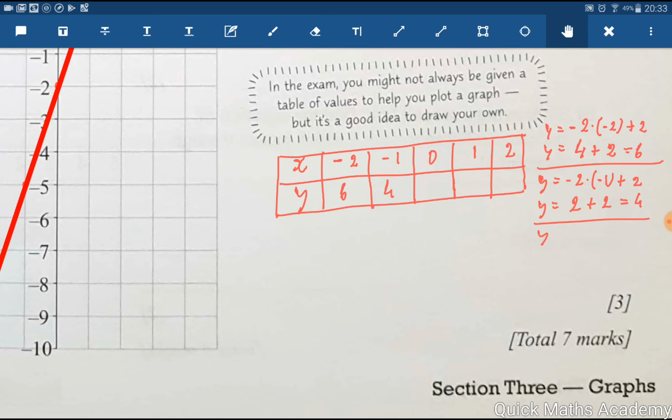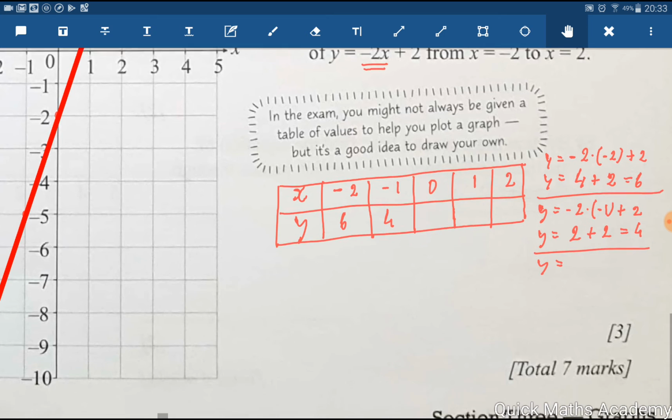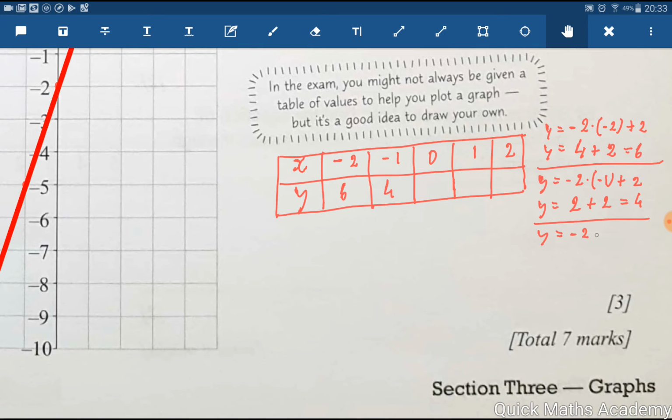The next one, if my x is 0, I will have y equals minus 2 times 0 plus 2. So I will have 0 plus 2, which is 2. Let's go, if my x is 1, I will have y equals minus 2 times 1 plus 2. Minus 2 times 1 will be minus 2, minus 2 plus 2 will be 0. So my next value is 0.